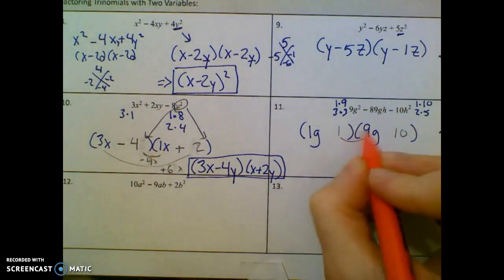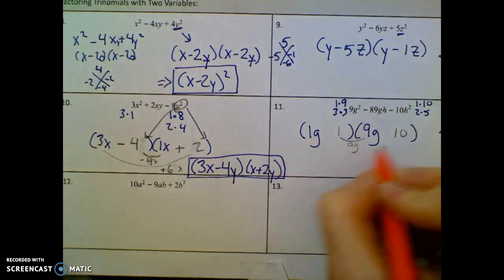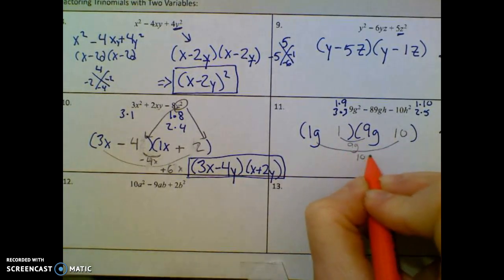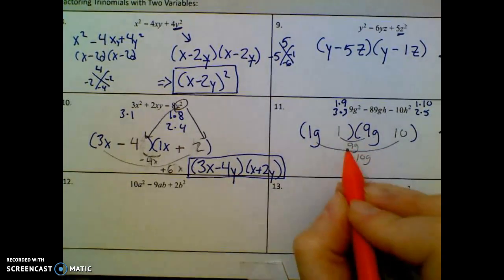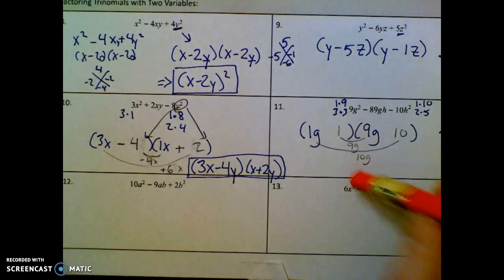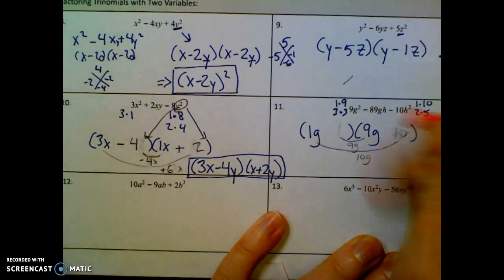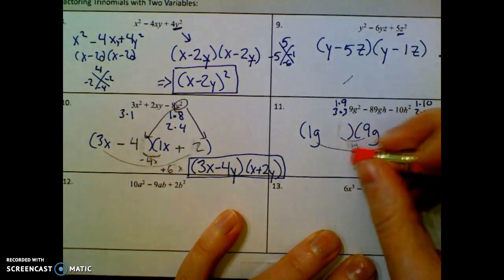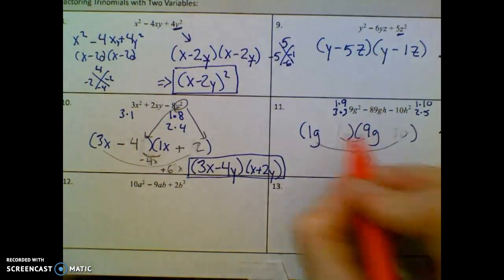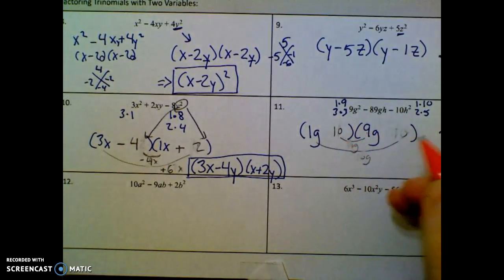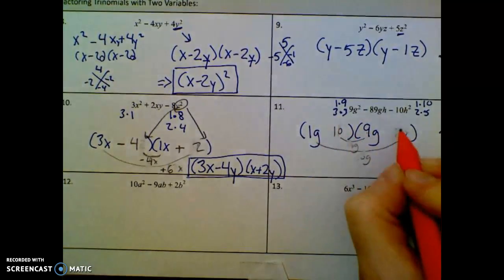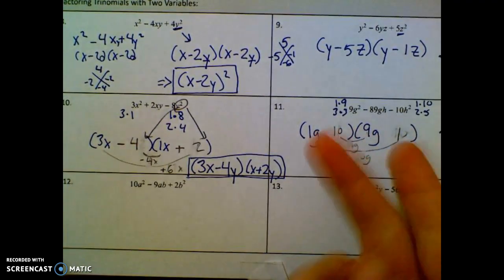Inner product is 9g. Outer product is 10g. Okay, so obviously the wrong order. 9 and 10 give me 19, not even close to 89. So I'm going to switch those guys around. What I want is to multiply this 9 by a 10. That's going to get me 90. So just swap those guys around, swap my 10 and my 1.